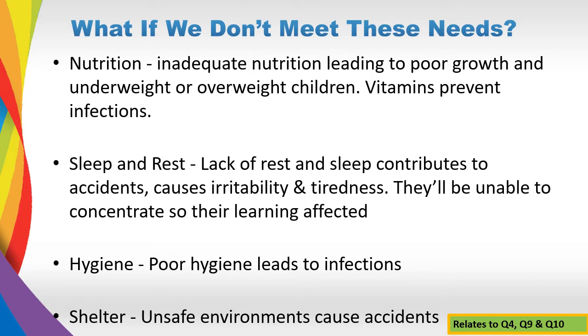If they don't have enough sleep and rest, a lack of rest and sleep contributes to them having accidents. So they could be tired, they could be falling over, they could be irritable, and they won't be able to concentrate. This can affect their learning. Poor hygiene can lead to infections. And shelter, if they don't have a safe roof over their head, obviously this can cause accidents.